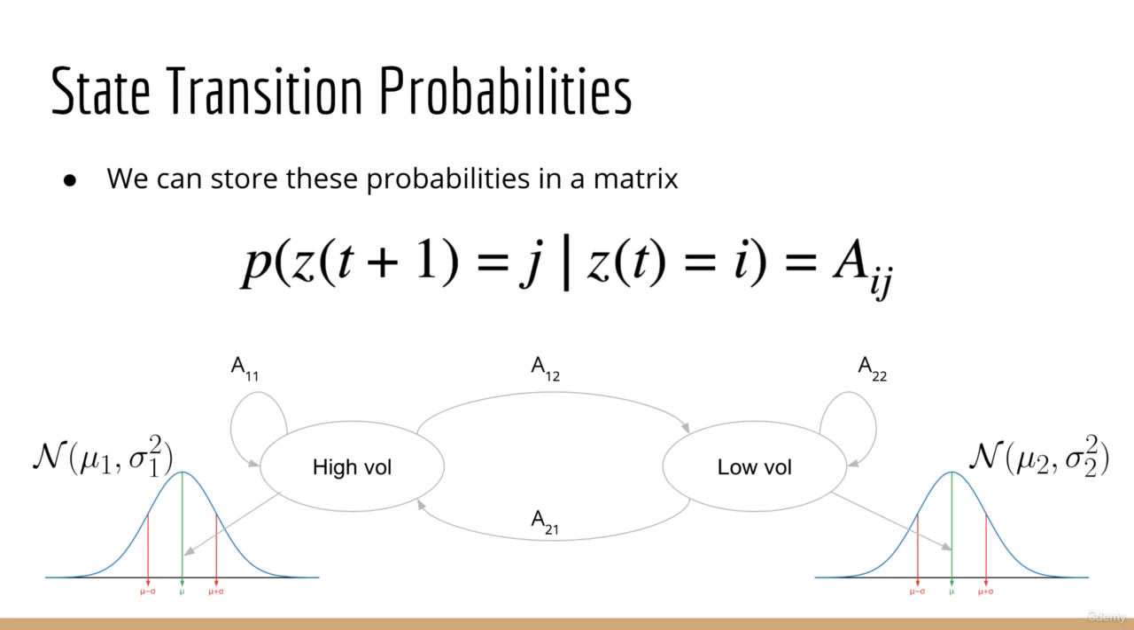Furthermore, let's recall that we also have the observation probabilities from each state. So for the low state, we will have one Gaussian, which is expected to have small variance. For the high state, we will have another Gaussian, which is expected to have large variance. As before, we recall that by sampling from two Gaussians with different variance, the overall effect will be that we have a fat tail distribution. And this is what we want since stock returns come from fat tail distributions.